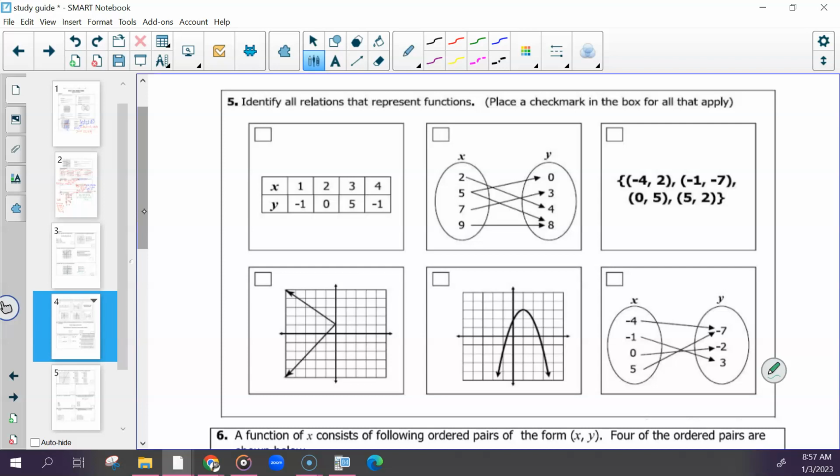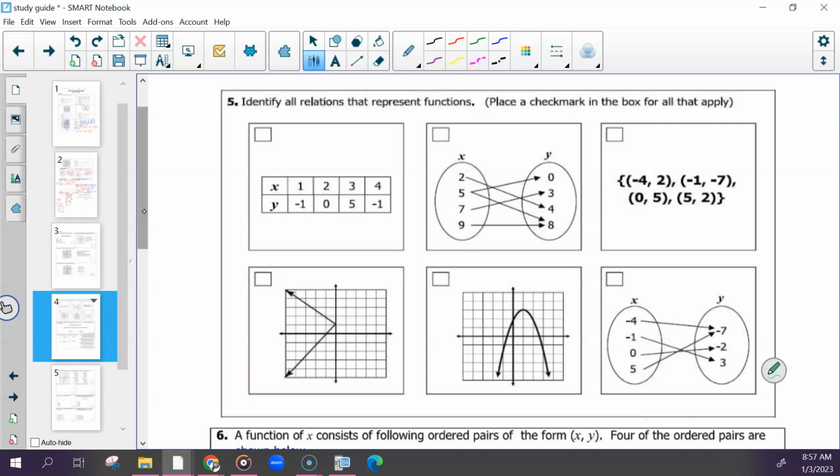Questions like 17, make sure that you remember how to do your mapping: least to greatest in both, no repeats, drawing your arrows. Your table, your x values should be least to greatest with your y's matching. Ordered pairs, it doesn't really matter. And then graphing, as long as it matches. I think that was all four.